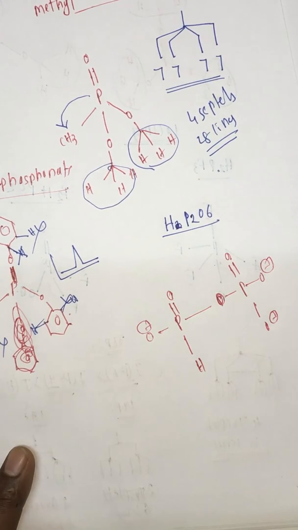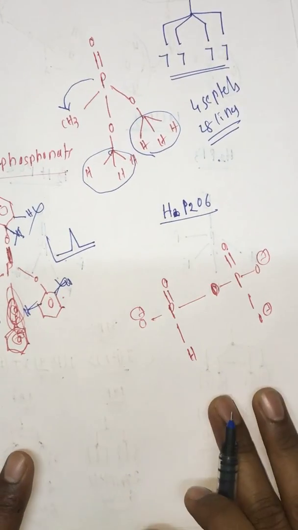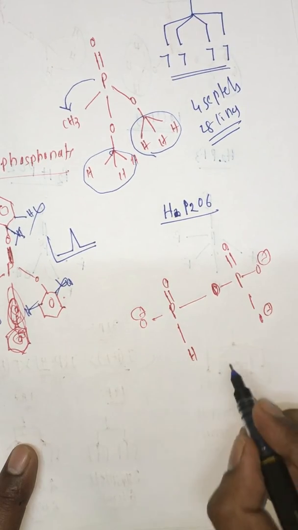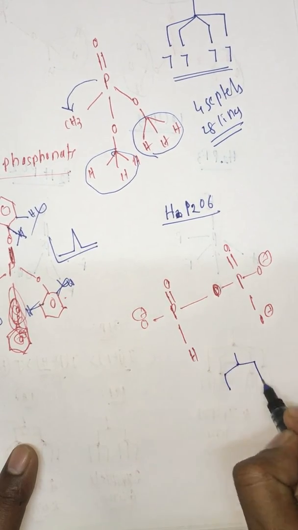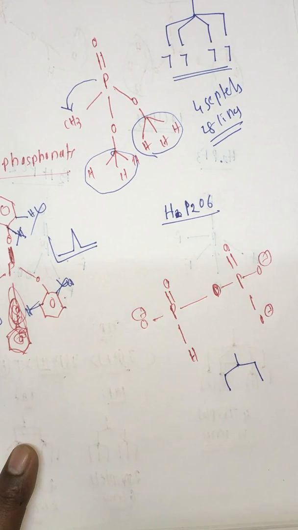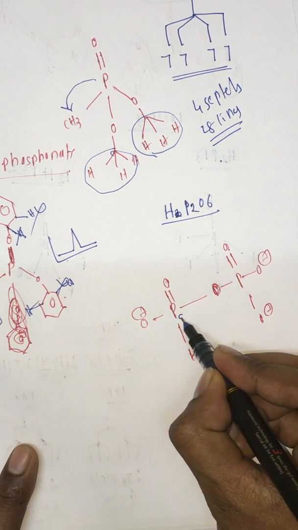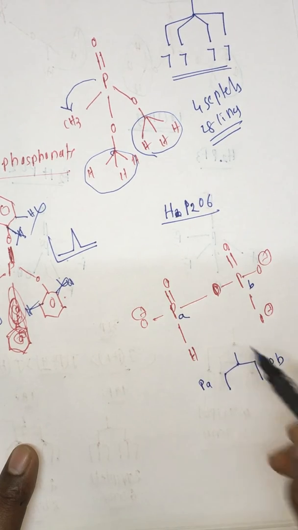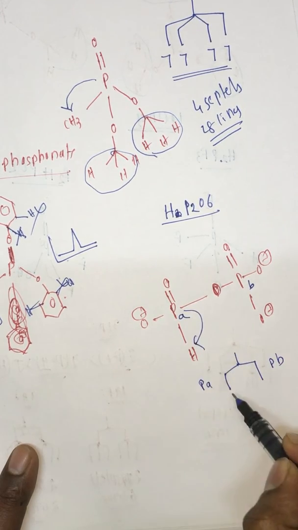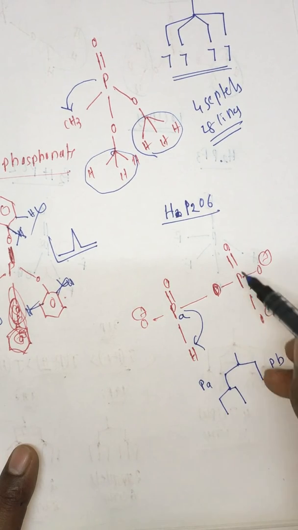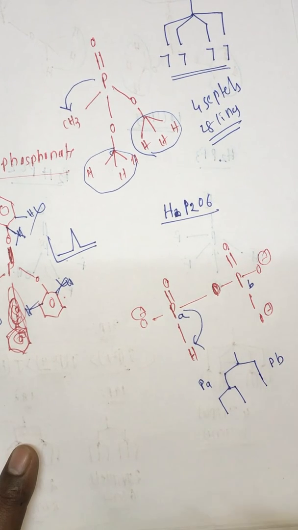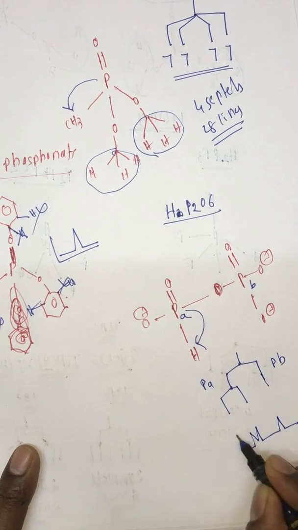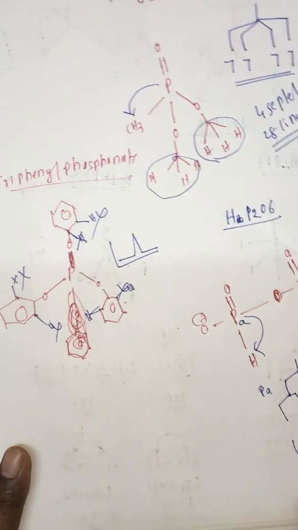In phosphorus NMR spectroscopy, here two different phosphorus atoms are present. So we'll get two signals because two different phosphorus are present, and we can call this PA and this PB. PA couples with this hydrogen, so we'll get a doublet, and PB has no coupling, so we'll get a singlet only. So in the NMR spectroscopy for this compound we'll get one doublet and one singlet. This is for H2P2O6.